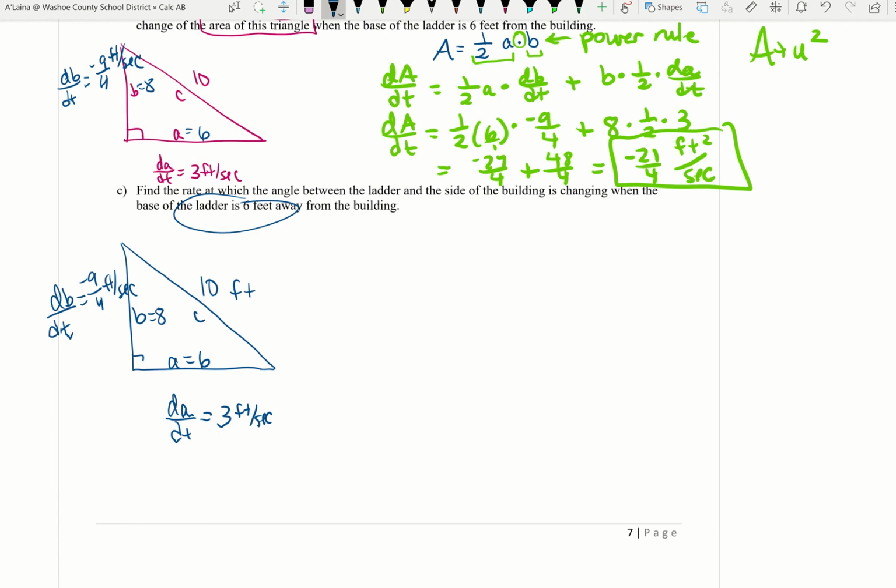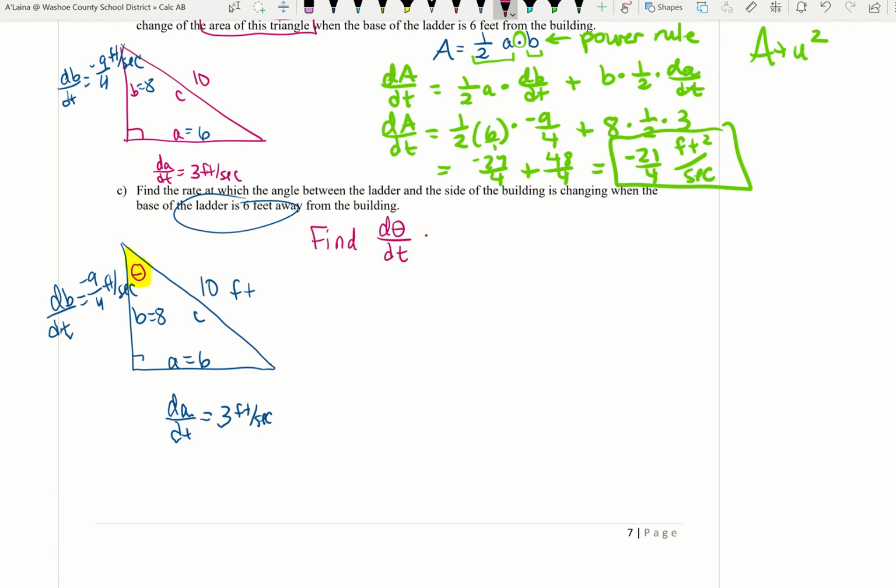All right, this one. Find the rate of change at which the angle between the ladder and the side of the building, this angle, is changing when the base of the ladder is 6 feet away from the building. So you can choose what you call the angle. It's very common for people to call angles a Greek letter. So I'll use theta. You could certainly have chosen a different variable or a different Greek letter, up to you. And so what I'm trying to find is the rate of change of theta.